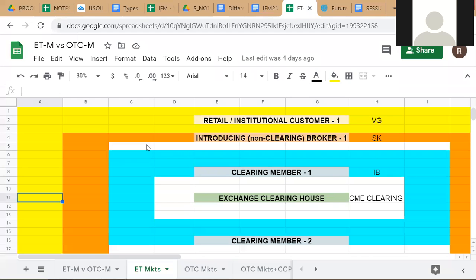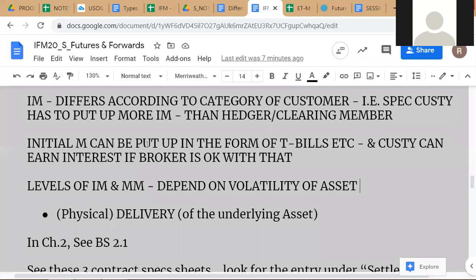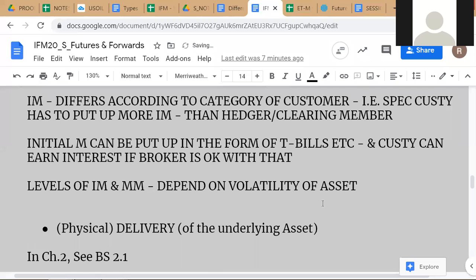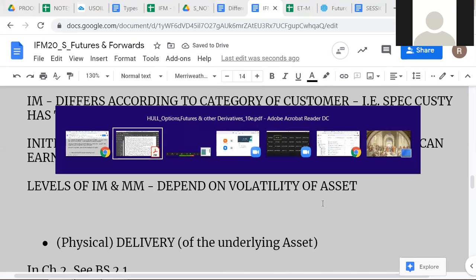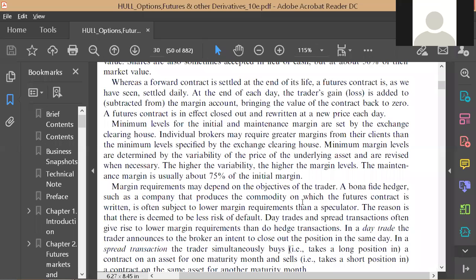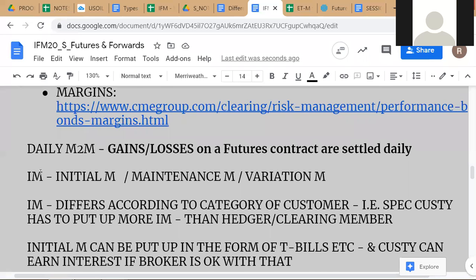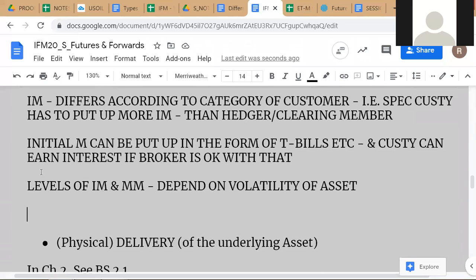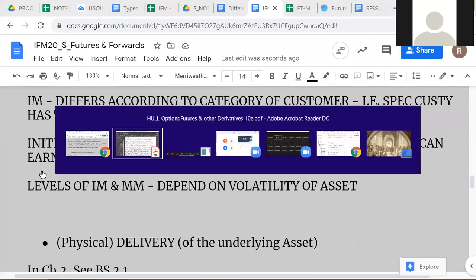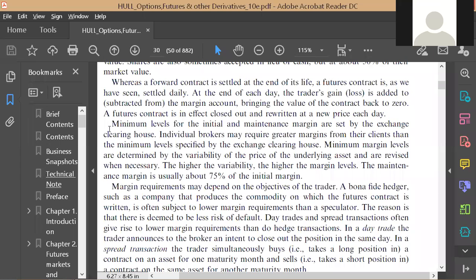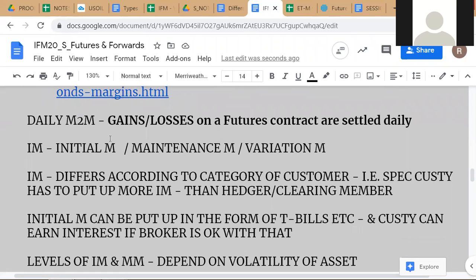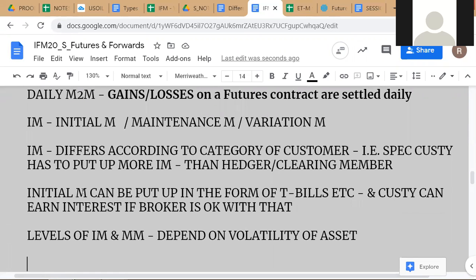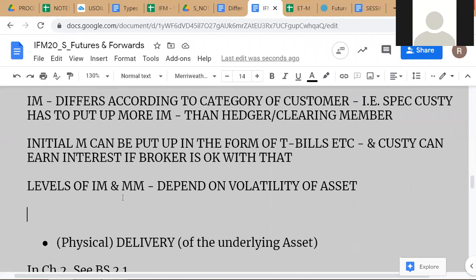Okay. So we have this, and so the point we make a note of is levels of IM and MM depend on the volatility of the asset. We're just trying to make sure as we go through, we're trying to make a note of important points to note in this topic. If you feel at any point of time that whatever I've written is not clear, please tell me, and then I'll write it more clearly, because here I'm just trying to be lazy.